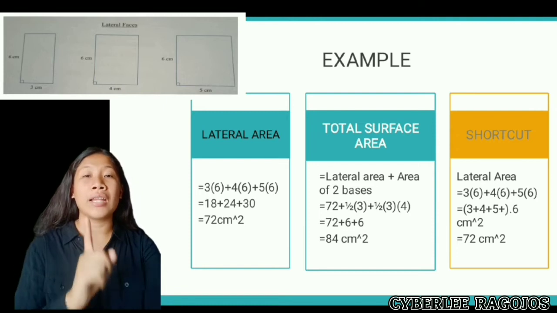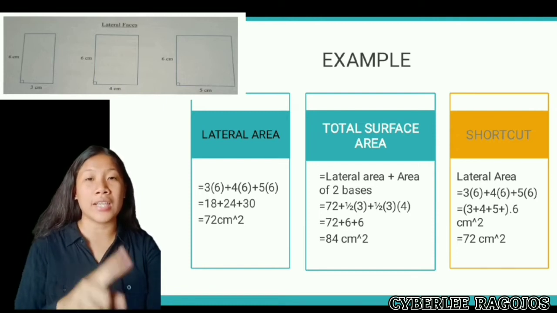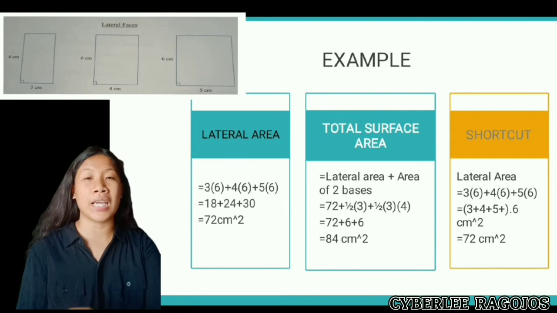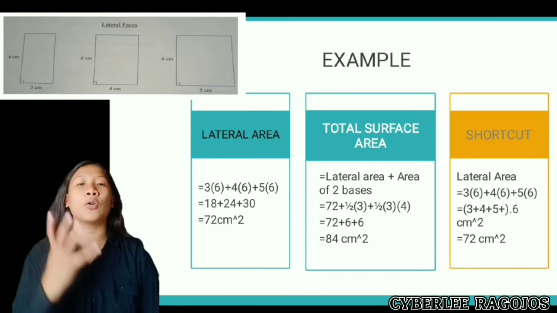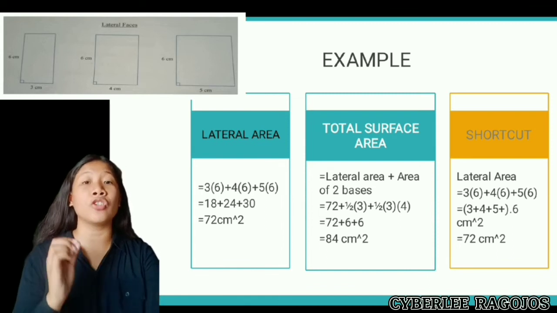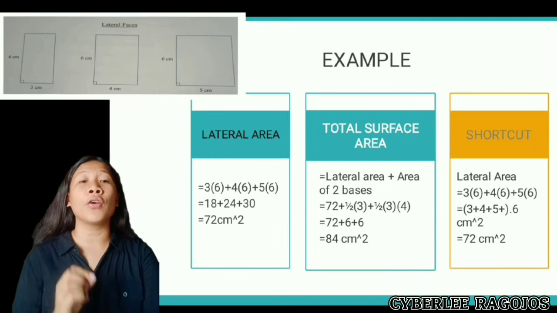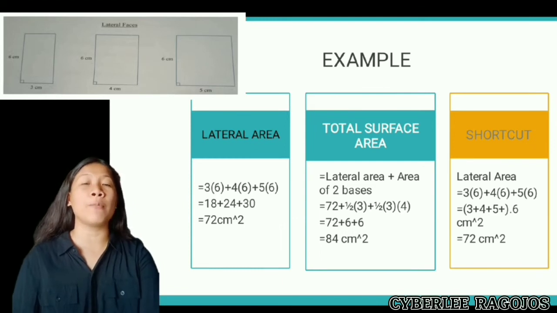So, kaya nakuha natin yung 6 and 6. So, 72 plus 6 is equals to 84 cm squared. So, sa pag-compute neto is meron siyang shortcut for finding the lateral area of a prism.